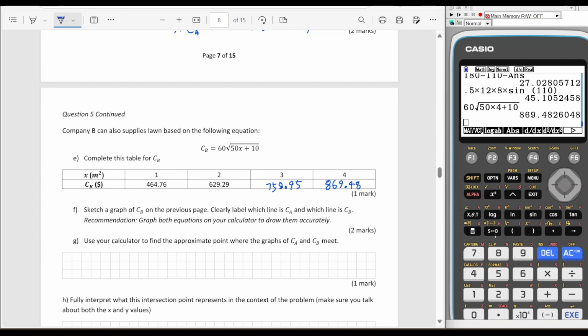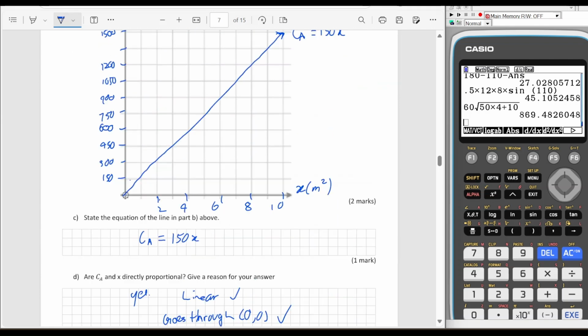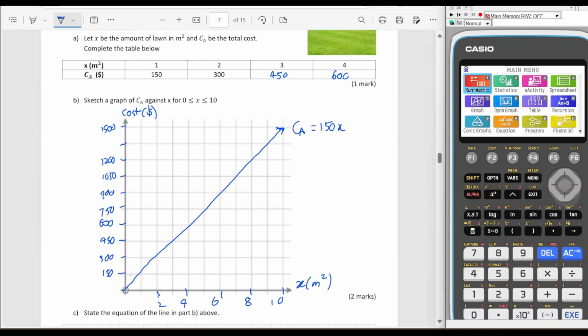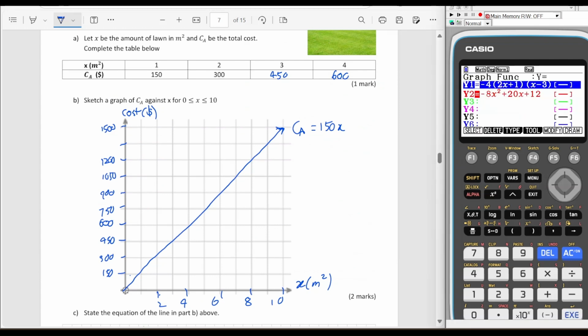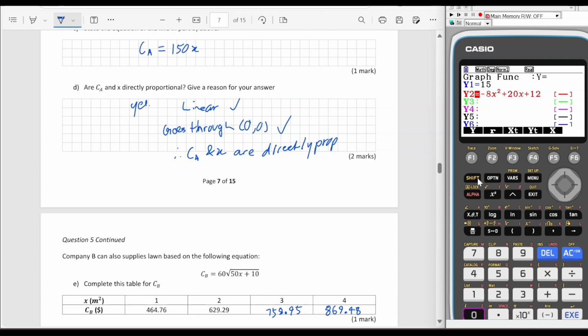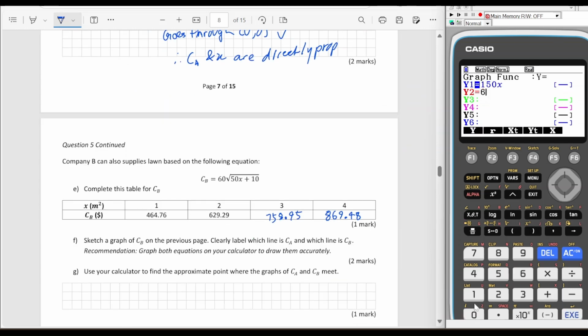Groovy. All right, sketch graph for CB on the previous page. So this is what I was saying I could be a little bit cheeky with before. If you know that it's coming up, you can actually sketch the graphs in advance. So 150x and then 60 root 50x plus 10.